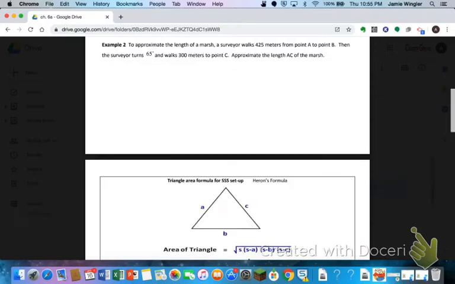Example 2, we have a story problem. We want to approximate the length of a marsh. To do this, a surveyor who's starting here at point A walks 425 meters to point B. Just like the airplane problems, when the surveyor was walking this way, he is now at point B facing this direction. So when he makes his turn, it is going to be outside the triangle.